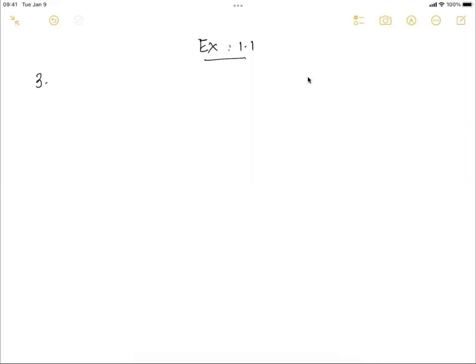Let's move on to the third question. Write the following sets in roster form. So the first one says A is a set of all x such that x is an integer, and -3 is less than or equal to x, which is less than 7.